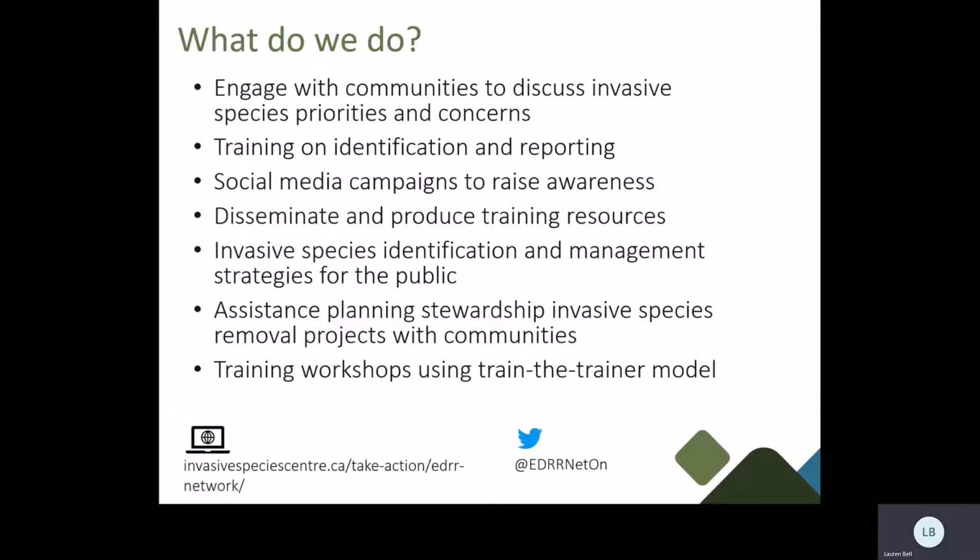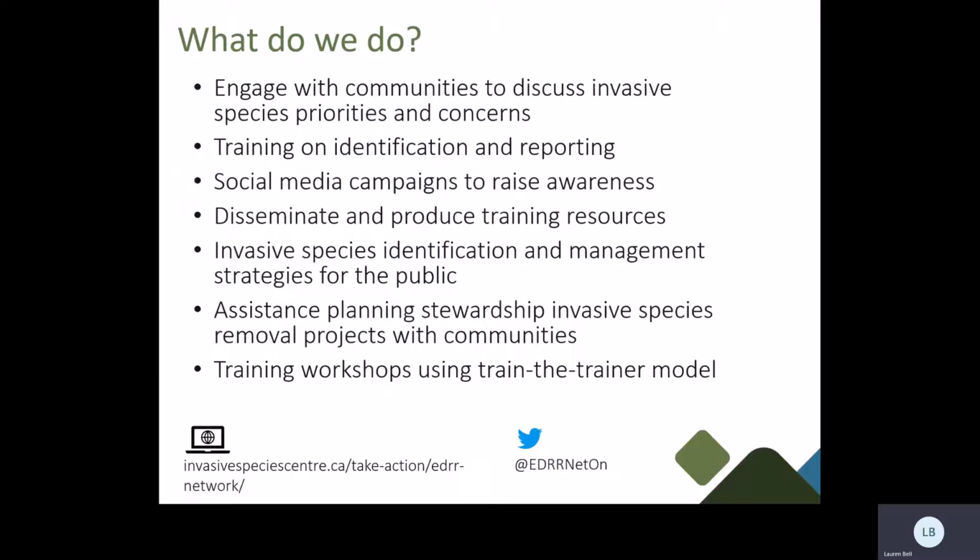So what do we do at the EDRR network? We engage with communities to discuss invasive species priorities and concerns. We provide training on identification and reporting. We do social media campaigns to raise awareness on impacts, identification, new and emerging species. We disseminate and produce training resources such as fact sheets and best management practices.